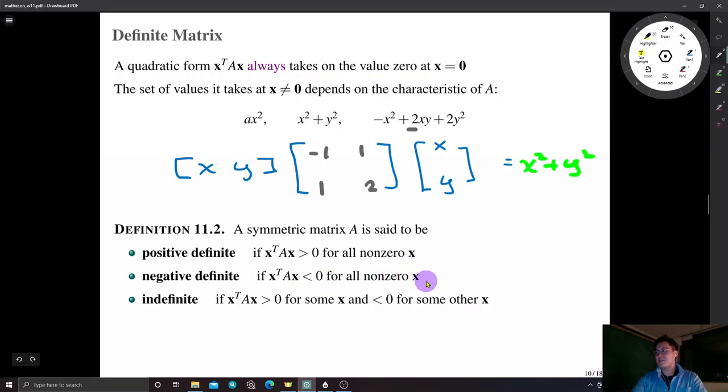Of course, when X is a zero matrix, we know the quadratic form is going to be zero. That boils down to zero. So we only consider non-zero matrices.